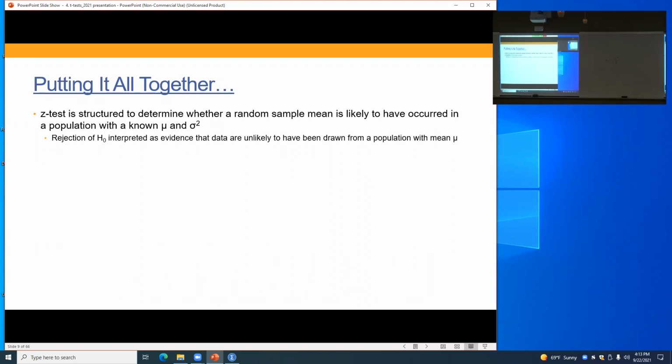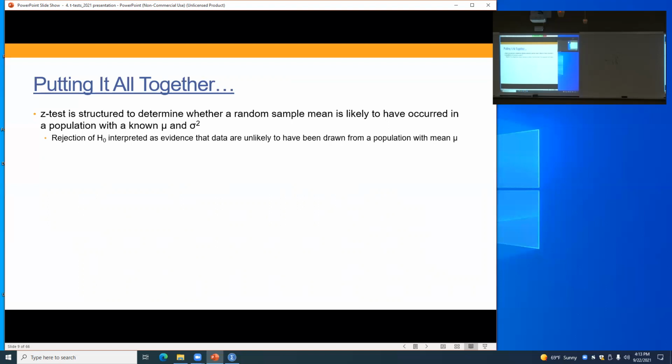So we're kind of putting it all together here. What we've got is a Z test. What our Z test does is tell us whether a random sample mean is likely to have occurred in a population given an assumed known mean and variance. And if I reject the null, I interpret that as evidence that the data are unlikely to have been drawn from a population with this given mean.